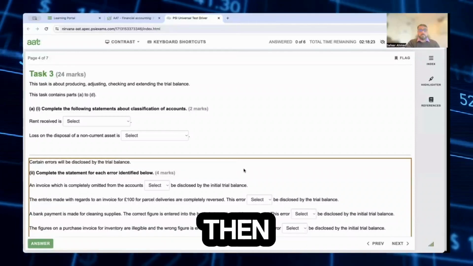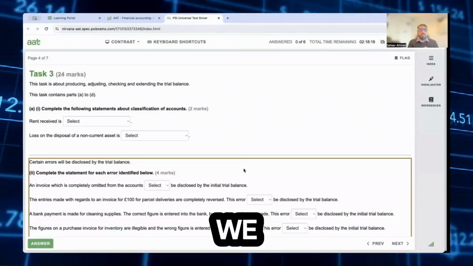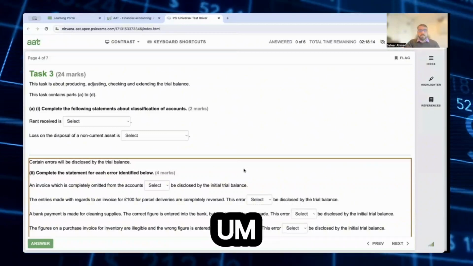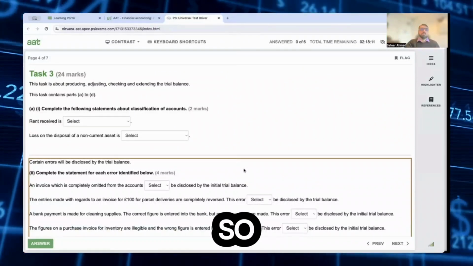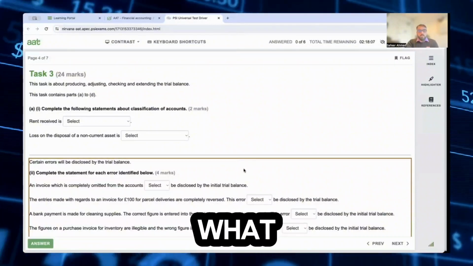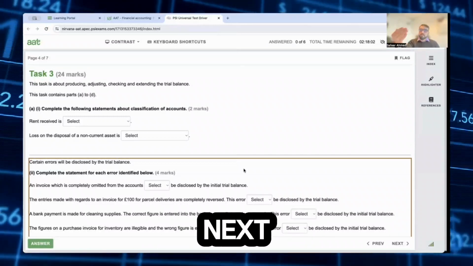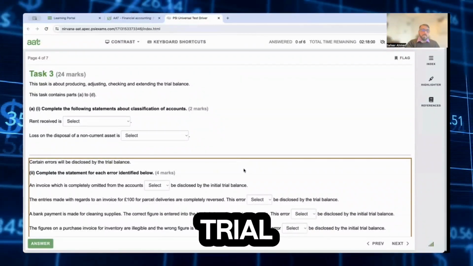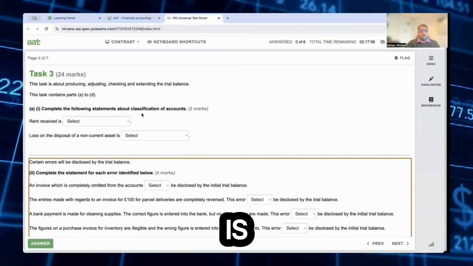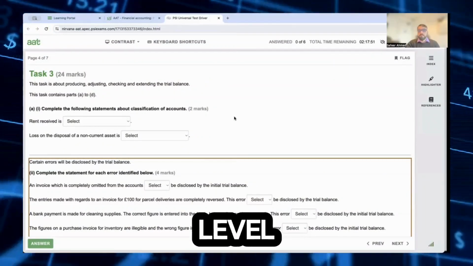And then of course, in terms of the extension of the trial balance, we'll be preparing some extended trial balance as well. What item goes where. So when we are extending the trial balance, remember what we are doing literally is what item goes where in the financial statements, which is the next stage of the accounting after the trial balance, as you know. So the first part of this is pretty straightforward. This is kind of assumed knowledge from AAT level 2.